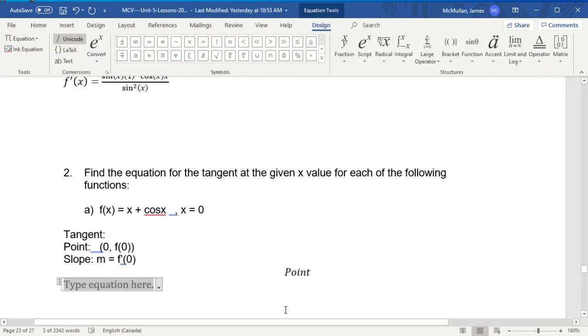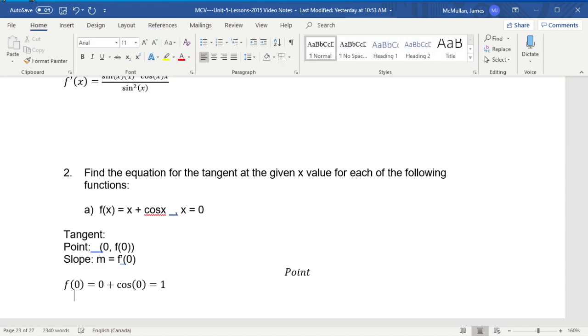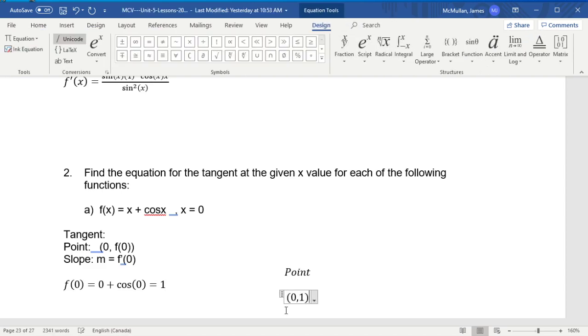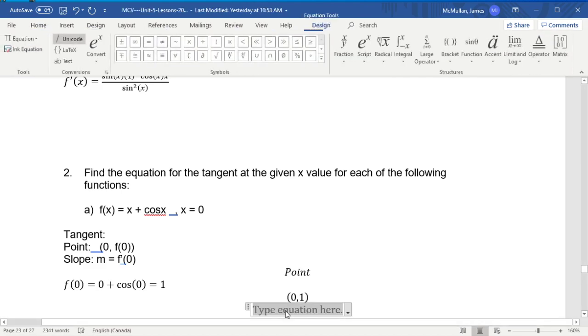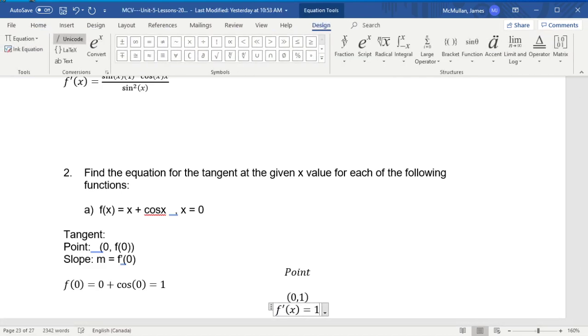The point would be f of 0, which is 0 plus cos of 0, which is 1. Cos of 0 is 1, right, because it starts at its maximum. So we know it passes through the point 0, 1. Its derivative, f prime of x, would be equal to 1 minus sine x. Now the derivative of cos is negative sine x.